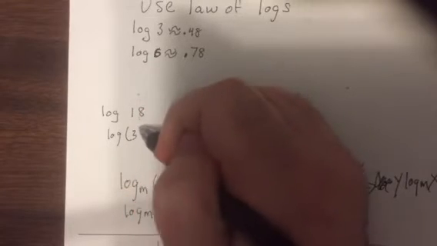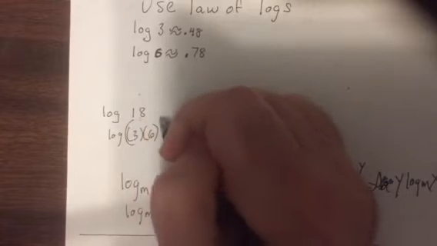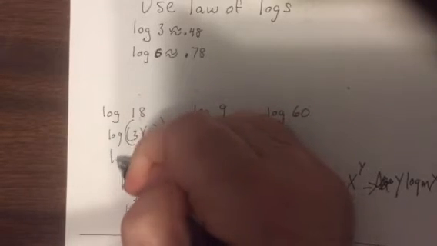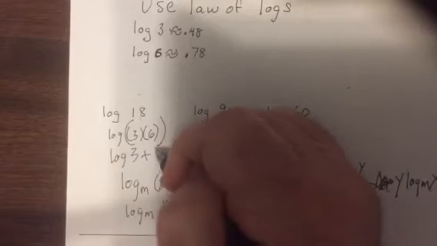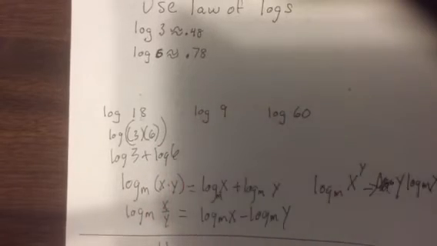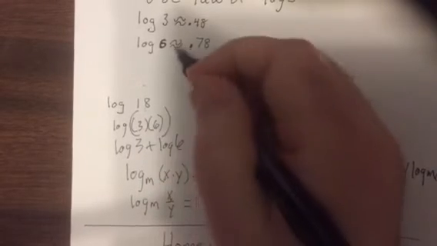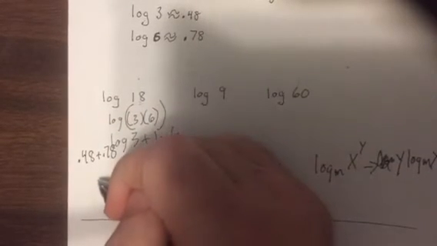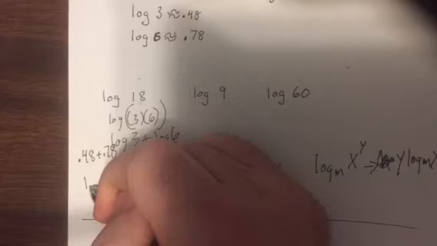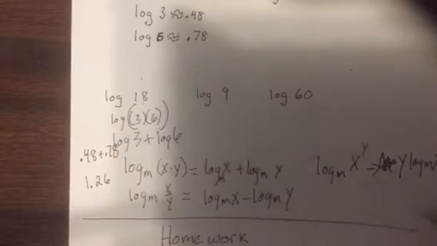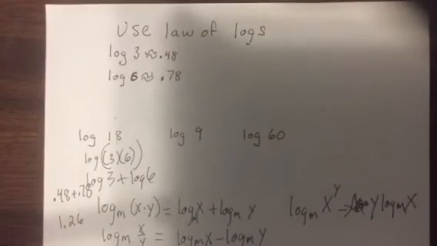Well, hopefully that one's not too bad for you. I started off kind of easy. So it'd be log of 3 plus log of 6. So that would be 0.48 plus 0.78, which, as we all know, is 1.26.